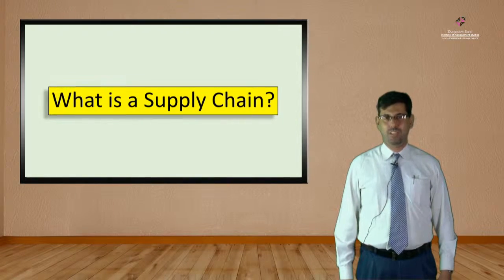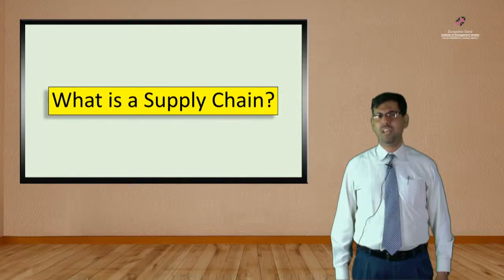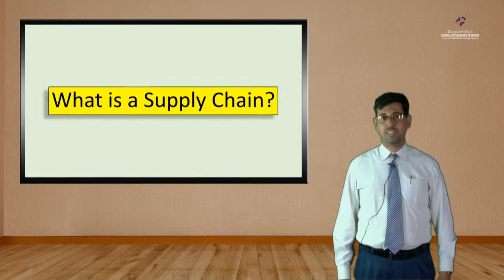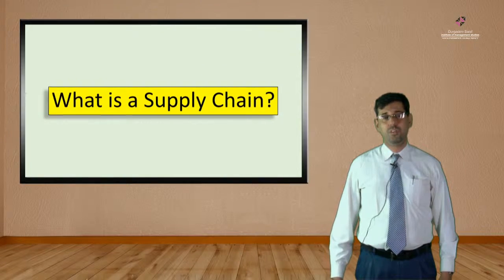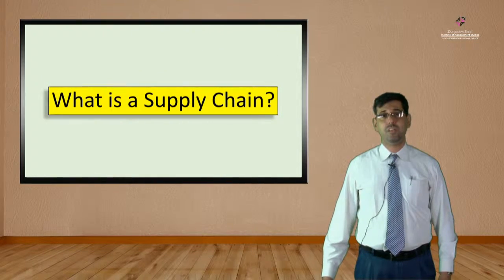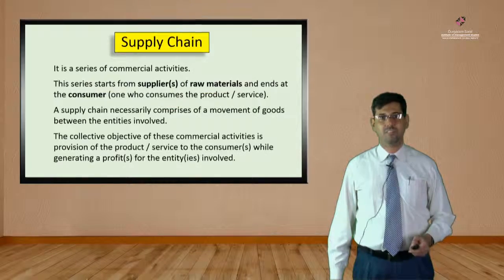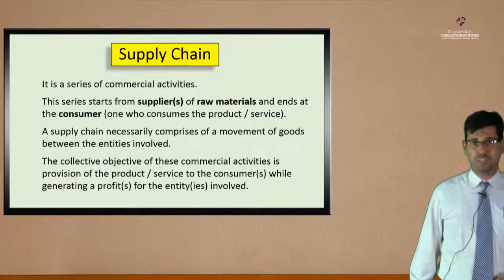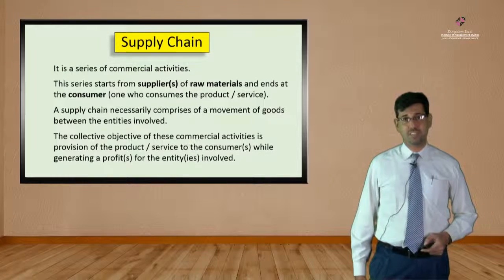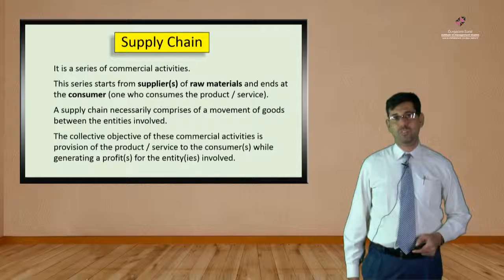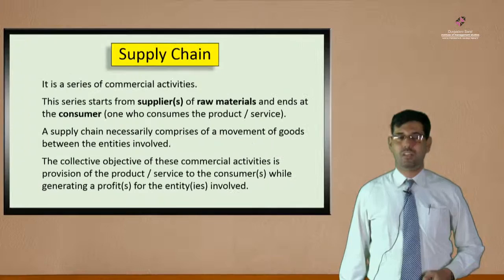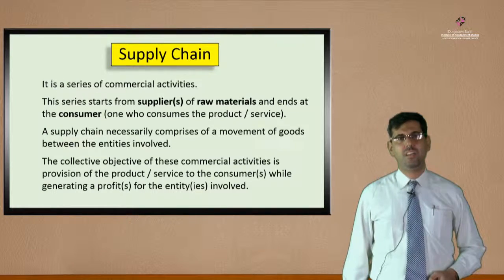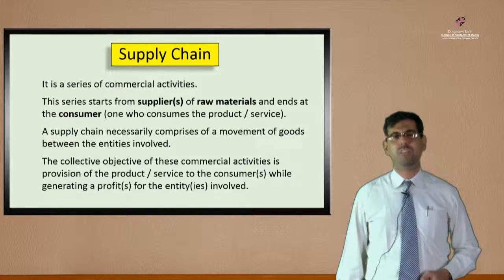What is a supply chain? It is a series of commercial activities to provide some good to the customer, or sometimes to provide a good which further on helps to produce a service for the customer. It necessarily consists of movement of goods. So though the end product might be a service, there has to be some movement of goods to justify it being called a supply chain.